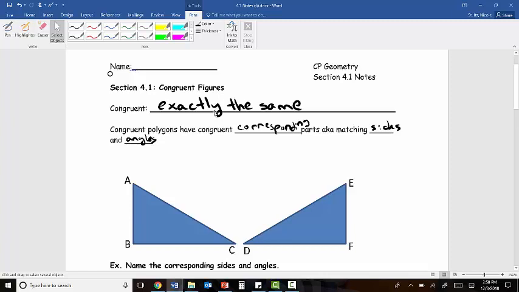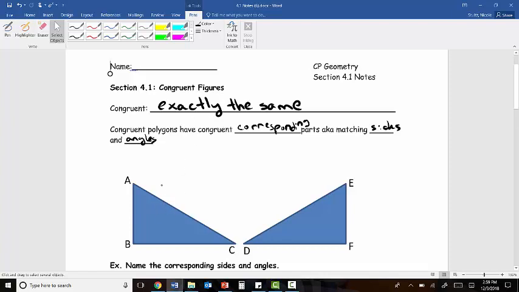Today we're going to talk about congruency and what that means. And just in case you forget, congruent means exactly the same. So if the shapes that we look at are the exact same size, they're the exact same shape, all their angles are the same, then we call them congruent.